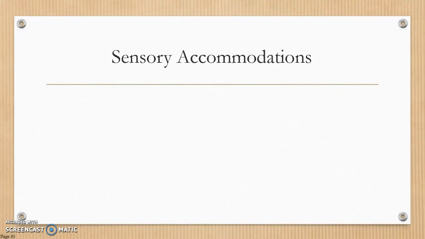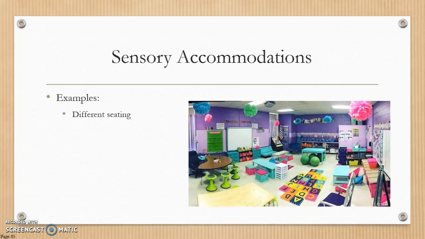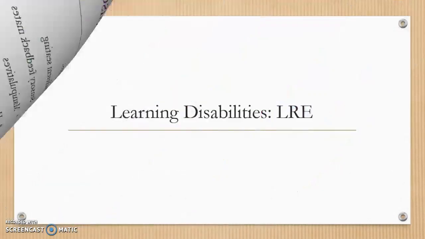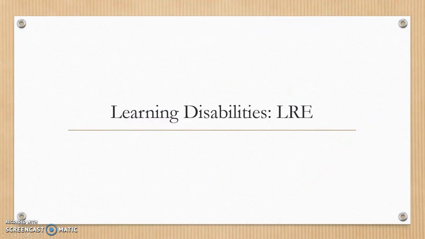Some sensory accommodations: there's different seating. As we can see, this classroom has many different options for seating. There's benches, there's balls, there's fluffy chairs. They can sit at the carpet. There's rocking chairs. This is very helpful for these students. There's sensory feedback mats, manipulatives, headphones, fitted vests, that sort of thing.